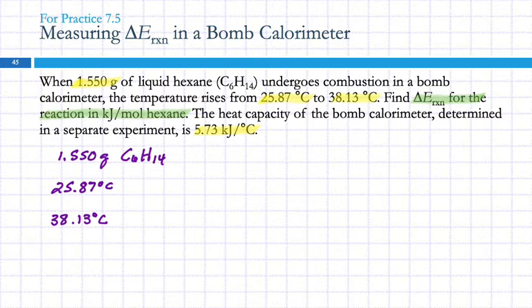And we have a very tiny eraser. And then we have 5.73, and that is kilojoules per degree Celsius.